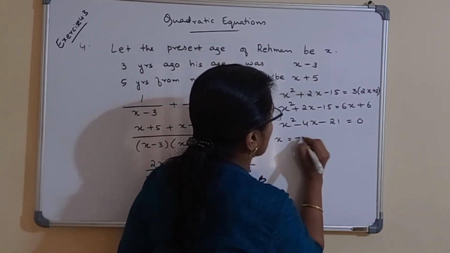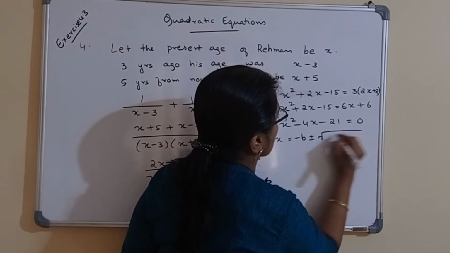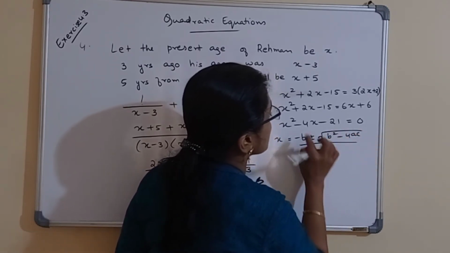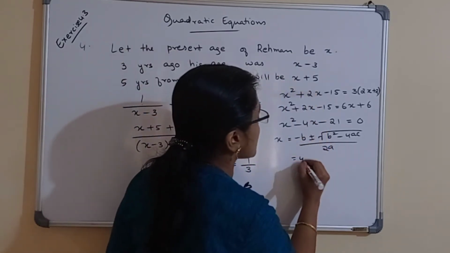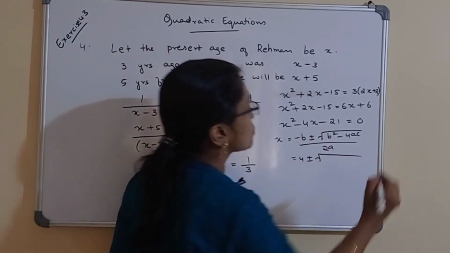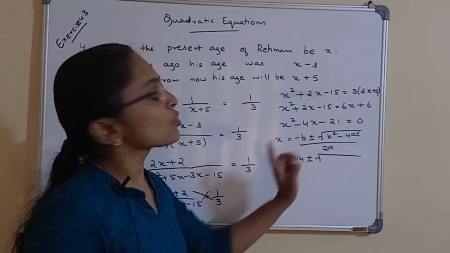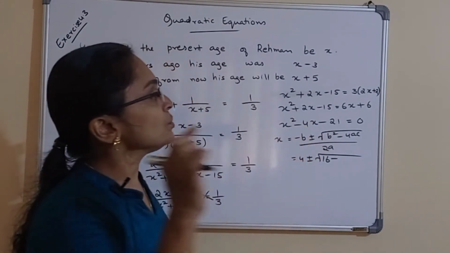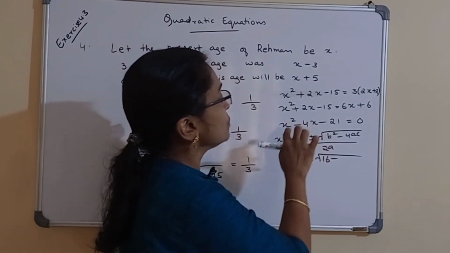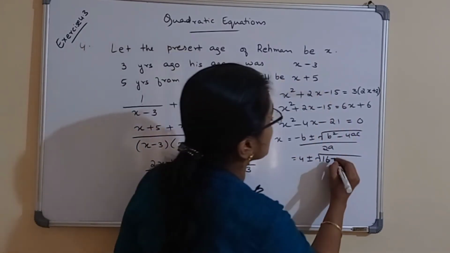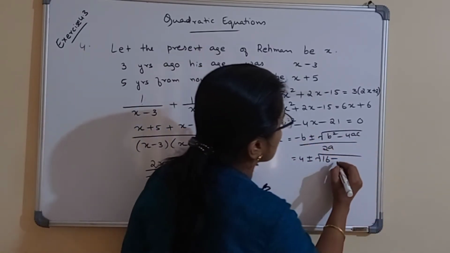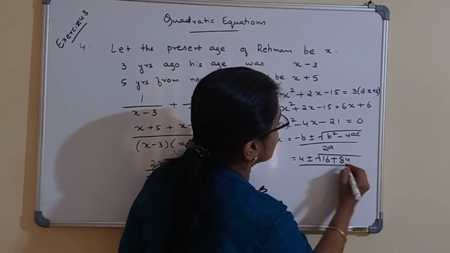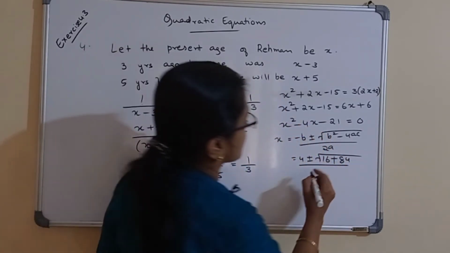So x equal to minus b plus or minus root of b square minus 4ac by 2a. Minus b is minus of minus 4 which is plus 4 plus or minus root of b square minus 4 the whole square which is 16 minus 4 into 1 into minus 21. So it will become minus of minus is plus and 4 into 21 is 84, by 2 into 1, it is 2.